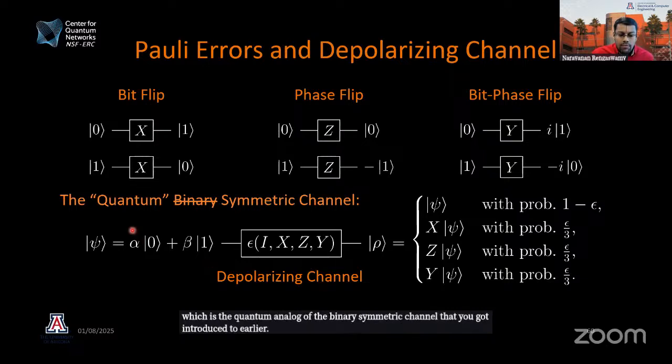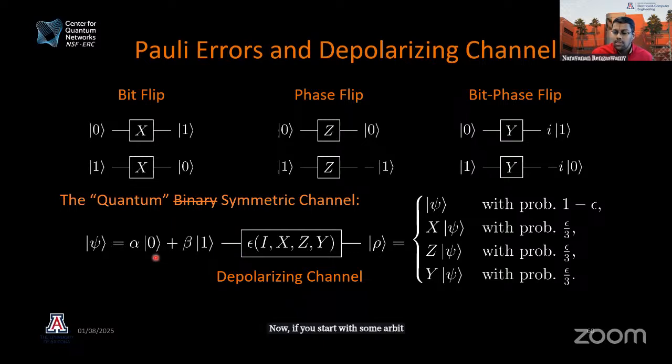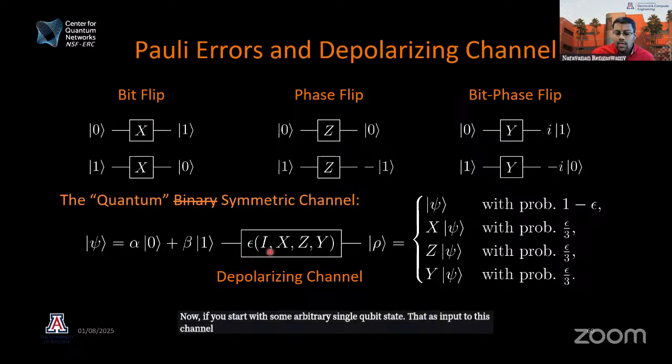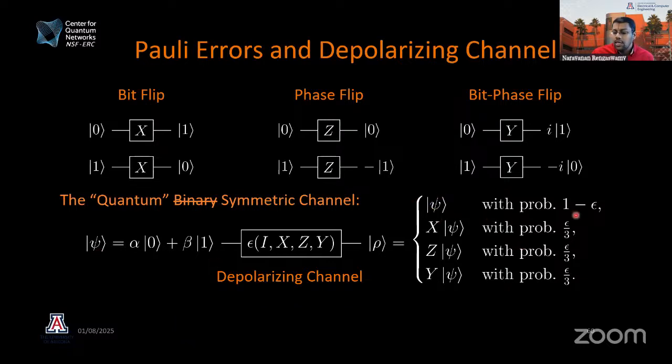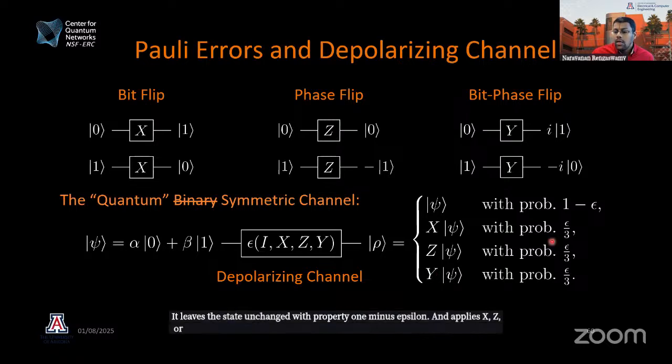Now, if you start with some arbitrary single qubit state as input to this channel, and the channel is characterized by a single parameter epsilon, just like the alpha for a BSC, but this epsilon characterizes what happens to the state. So if you input psi, it leaves the state unchanged with probability 1 minus epsilon and applies X, Z, or Y Pauli errors with probability epsilon over 3.